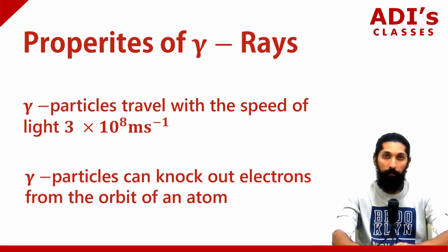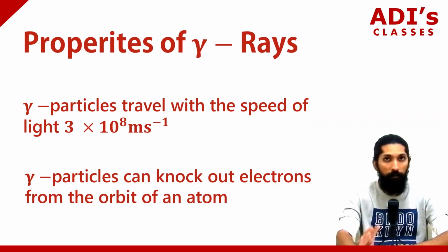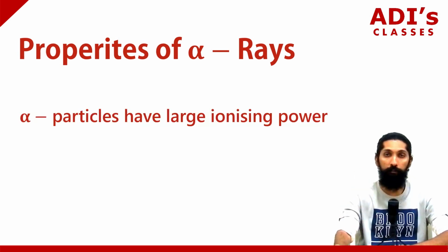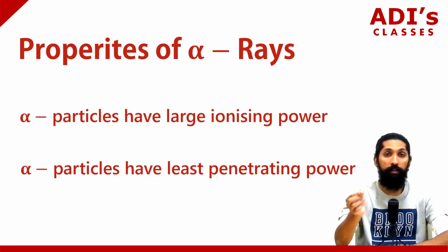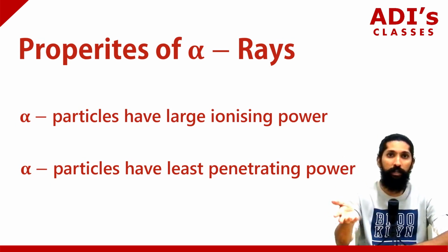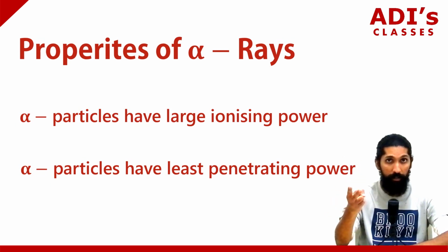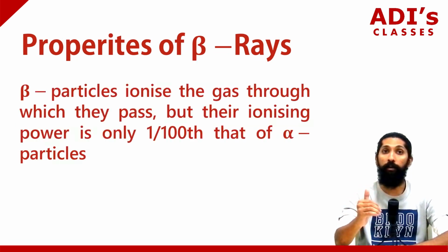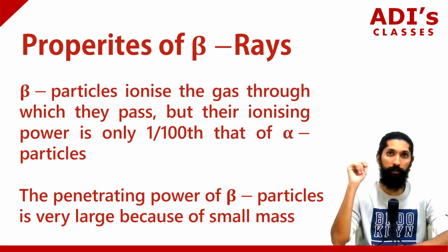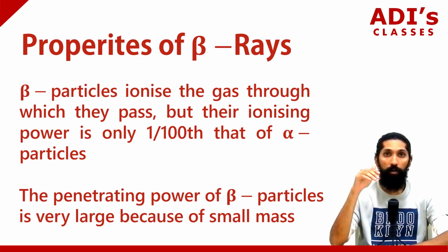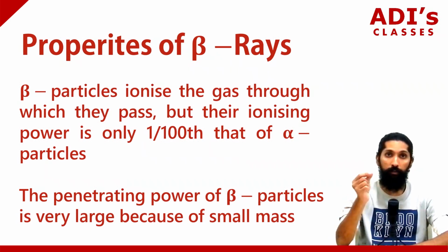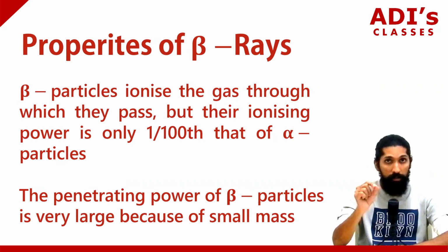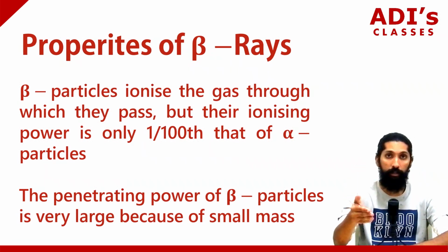Now that you have understood alpha, beta, gamma, remember alpha rays have the highest ionizing power and the least penetrating power. Even a thin sheet of paper can stop an alpha ray. That is how little penetrating power they have. Second, beta rays have a little ionizing power, but a little more penetrating power compared to an alpha ray. If you take an aluminium sheet, a few millimeters thick, maybe 2 mm or 3 mm aluminium, that can stop a beta ray.